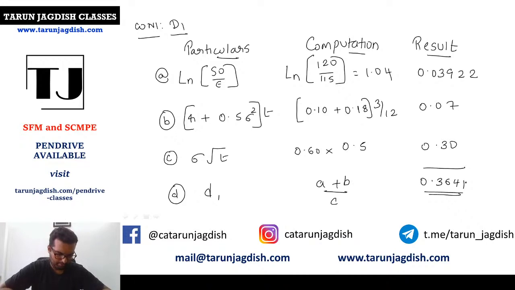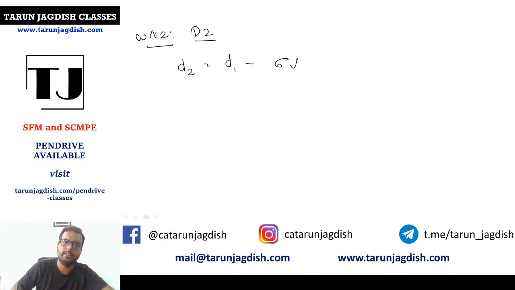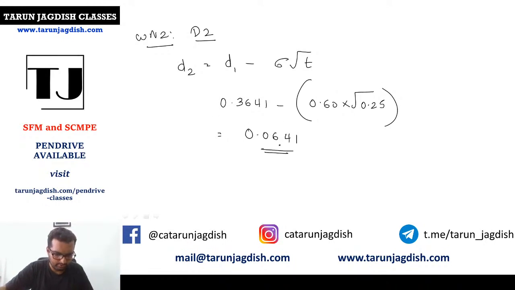Alright friends, have you all put up till here in your books now? Okay. Once you have put up till here, let me go to the next part. Once we get D1, next part we will go and find out D2. D2 is nothing but D1 minus standard deviation root T. So it will be 0.3641 minus 0.6 into square root of 0.25. That is 0.3. So I'll get the answer as 0.0641. Can you write down this also in your books?